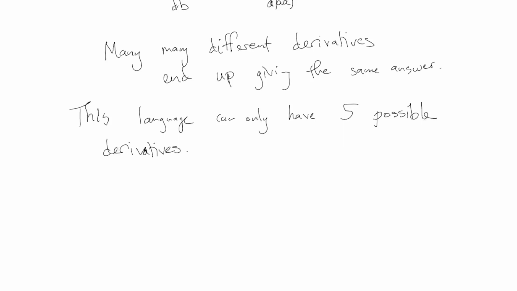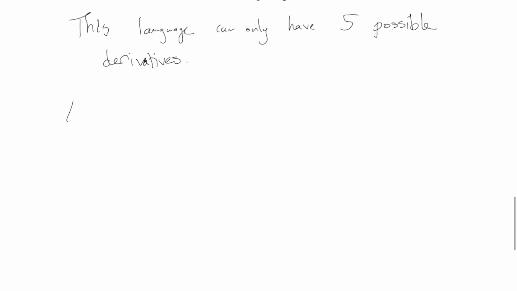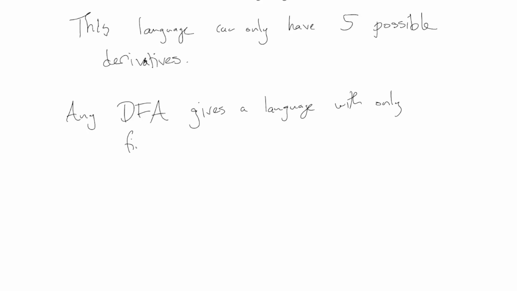What does this mean generally about any DFA? Any DFA has finitely many states, and for all of these same reasons, it means it can only have finitely many derivatives. Like if there's 10 states, there could at most be 10 different answers you could get when taking the derivatives. Even though there are infinitely many ways you could take the derivative, you're only going to get finitely many different answers from something that comes from a DFA. Any DFA gives a language with only finitely many derivatives. This is kind of the deep fact.